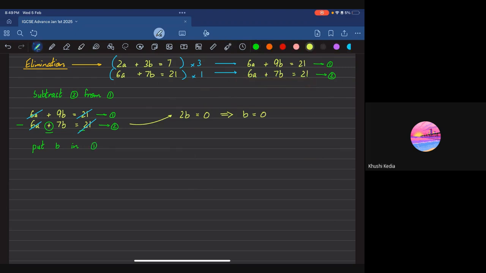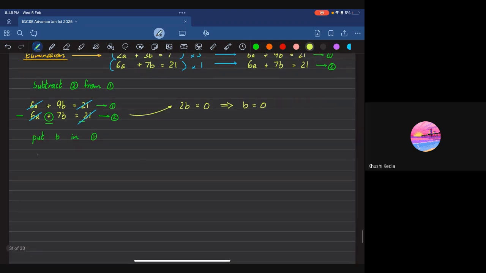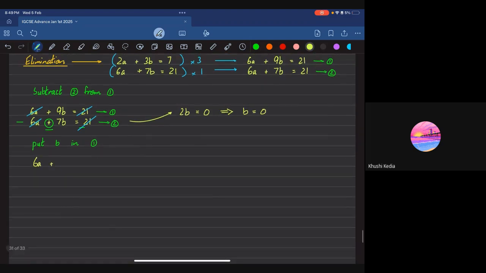So what is going to happen? In equation 1, you have 6a plus 9b is equal to 21, where b is equal to 0. Now, if you put it there, it's going to be 6a plus 9 times 0 is equal to 21. And it's going to be 6a is equal to 21.